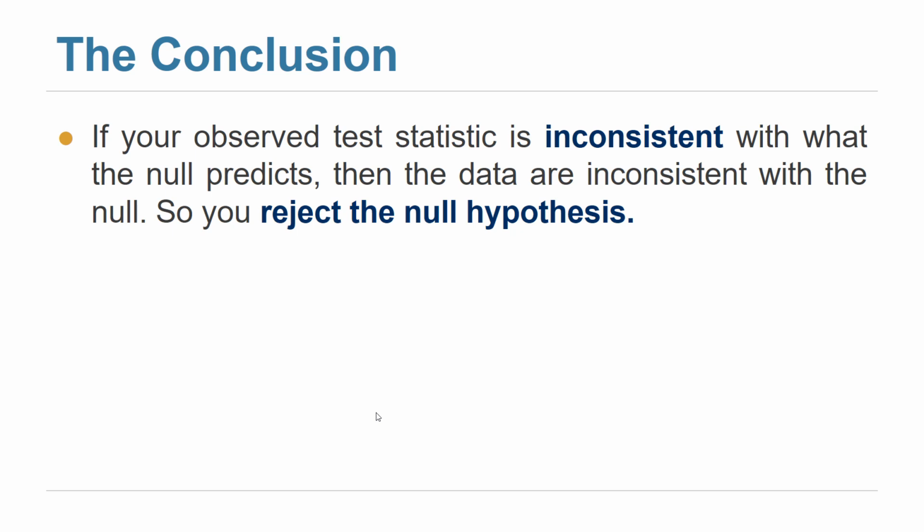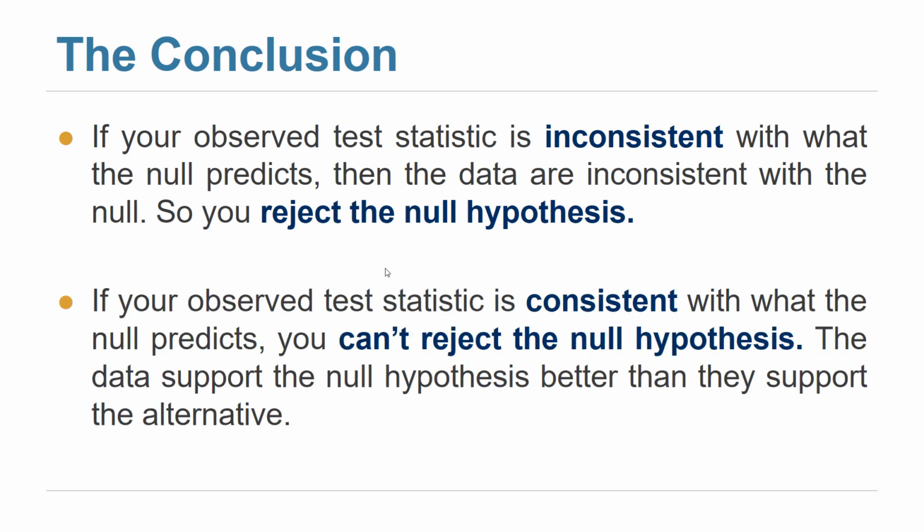So generally, to make a conclusion, if the observed test statistic is inconsistent, then the data are inconsistent with the null hypothesis, and in this case we reject the null hypothesis. If the observed test statistic is consistent with the null hypothesis, then we cannot reject the null hypothesis, which means that we accept it, and in this case the data support the null hypothesis better than they support the alternative.